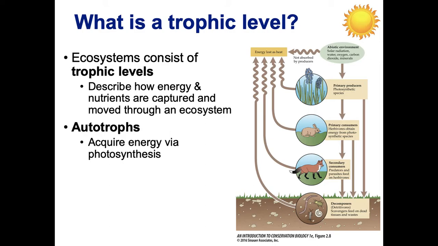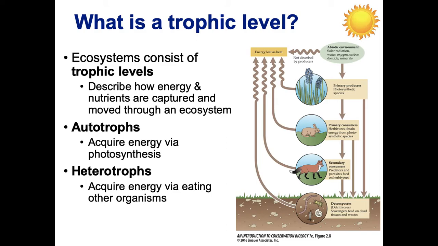So the first level we usually think about are the autotrophs, or primary producers, which you can see over in the diagram. And autotrophs, or primary producers, they acquire their energy via photosynthesis. There are some other autotrophs that do something slightly different, but they're getting their energy from the environment, and mostly through photosynthesis. And so they're turning energy from sunlight into sugars, into usable kind of carbohydrates.